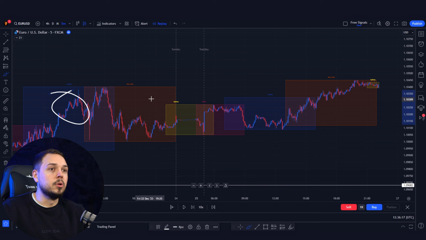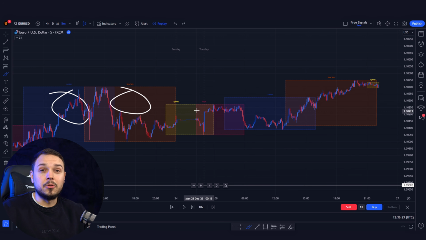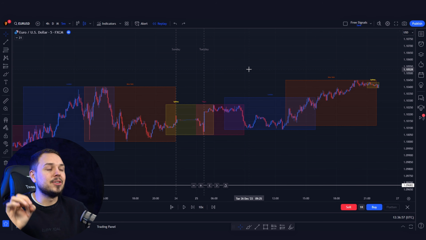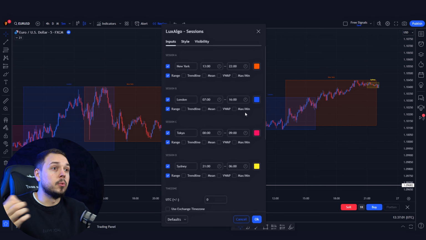London is marked in blue, orange is New York, Sydney, Australia is yellow, and Tokyo is red. Now, since this trading strategy is focused on London and New York, we need to remove the Australia and Tokyo levels. So simply click on the indicator, and at the bottom where it says Session C, click off the Tokyo and Sydney sessions.